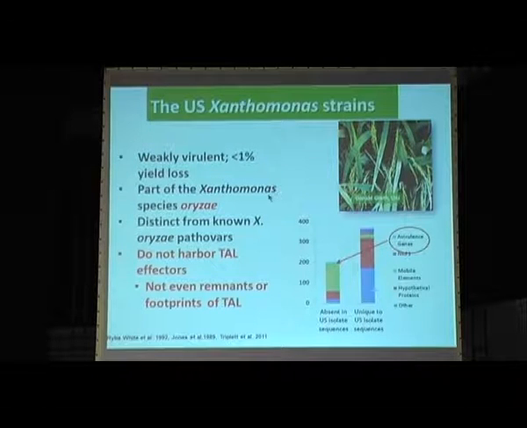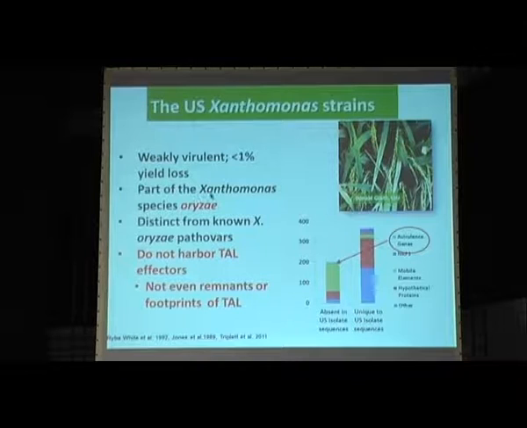We called it bacterial blight, and we called it Xanthomonas oryzae at the time, because that was the level of technology that we had. But then, with the advent of genome sequencing and the ability to characterize these things, we knew it was different than the Asian and African strains, but we didn't know exactly what it was.